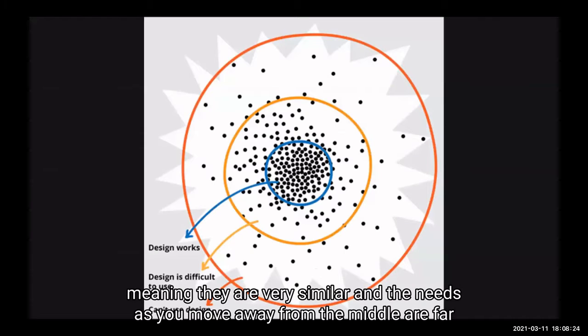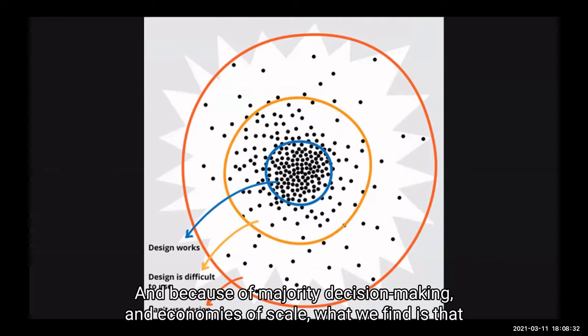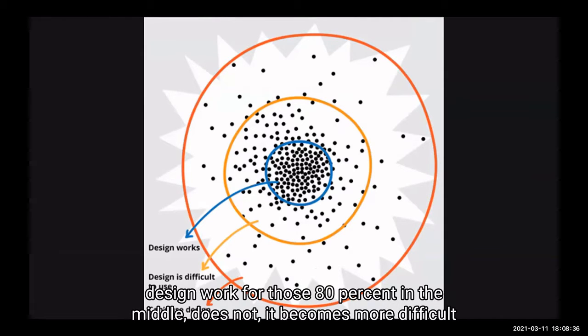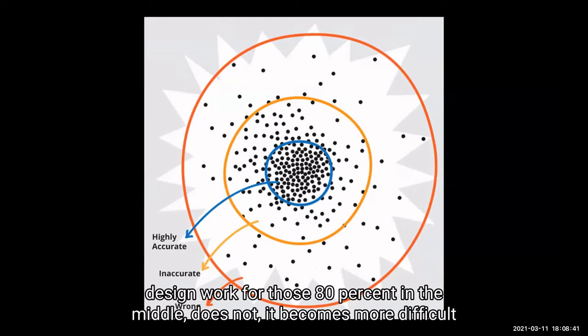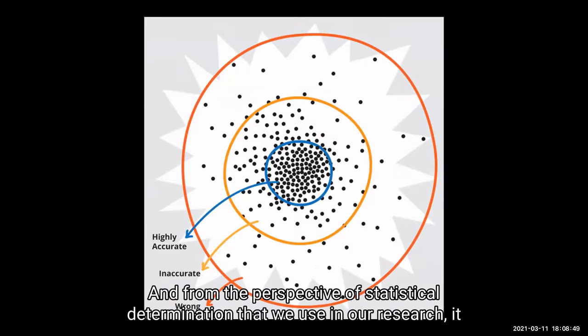And because of majority decision-making and economies of scale, what we find is that design works for those 80% in the middle, becomes more difficult as you move away from the middle, and doesn't work as you reach that outer edge. And from the perspective of statistical determination that we use in our research, it is highly accurate for the middle, inaccurate as you move away from the middle, and wrong as you reach the edge.